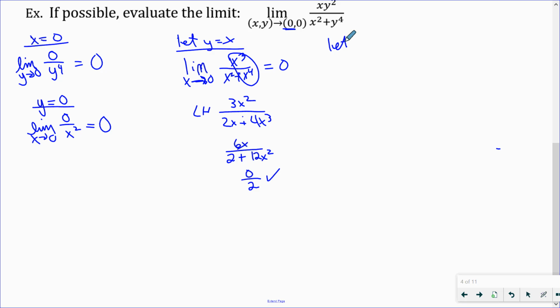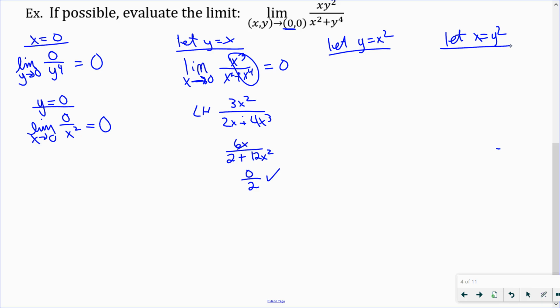Let's let y equals x squared. We're also going to let x equals y squared. So 2 different parabolas we're coming in on. Why are we just doing this just because? Well, you saw in the picture, it's not supposed to work, but it keeps making 0. So let me finish and show you.